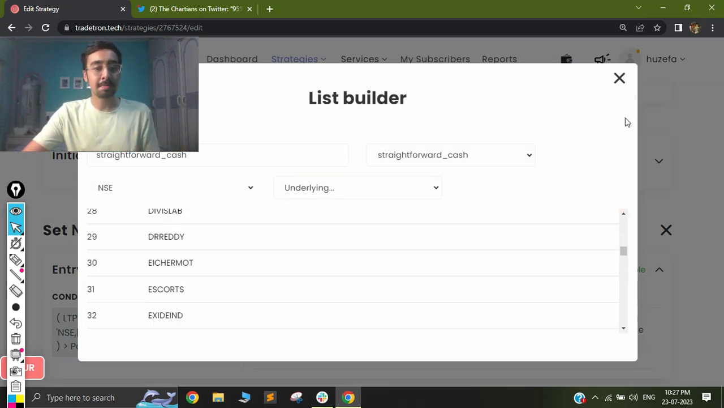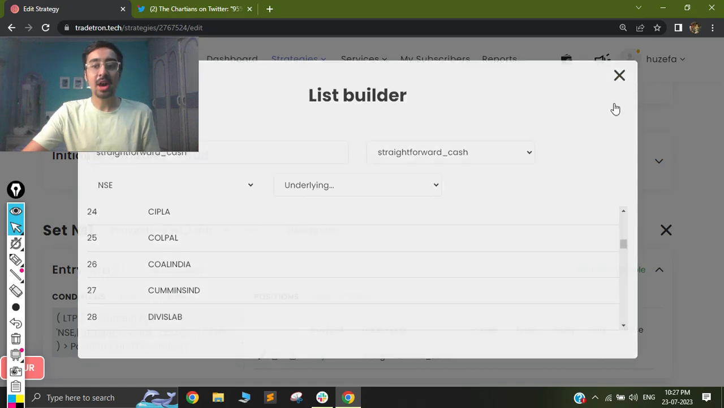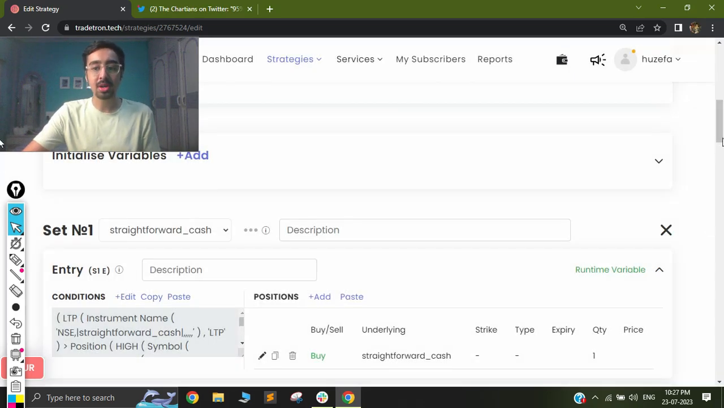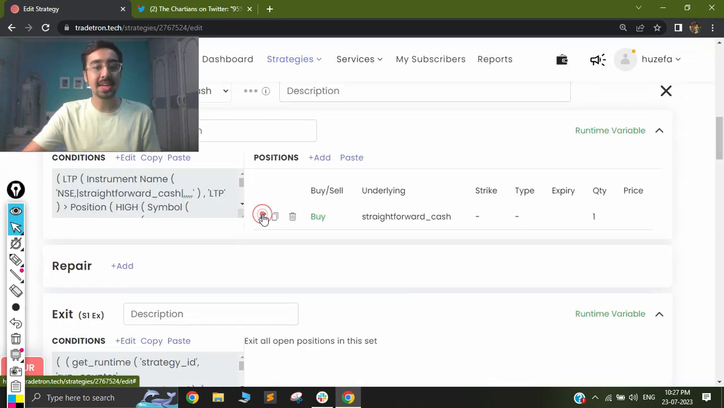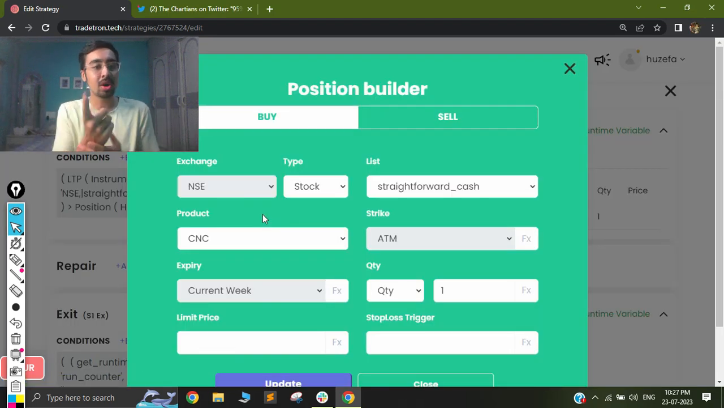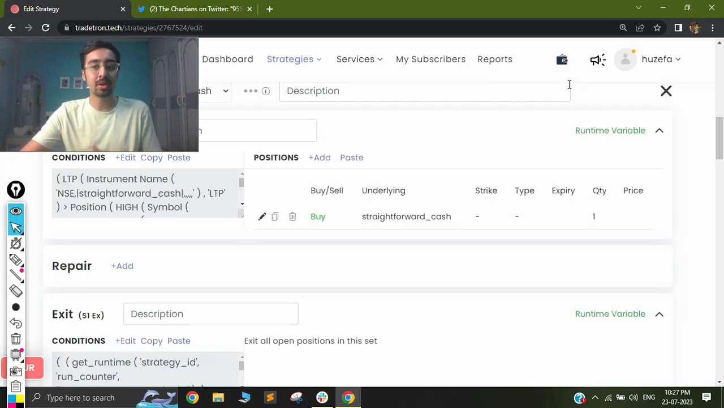Now I will show you my position builder. In my position builder, I'm basically taking a trade in one particular quantity of that particular instrument. Now, as per your own logic, you can change this quantity to value. So if you want, let's say, a trade in 5,000 rupees, you can change this value to something like 5,000 rupees. So that is particularly based on your particular conviction of the strategy.